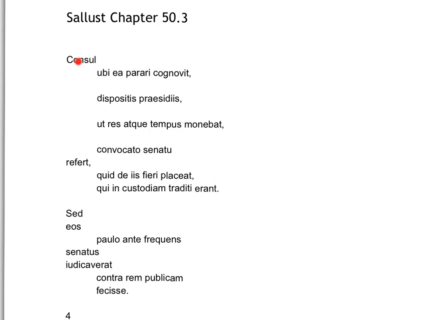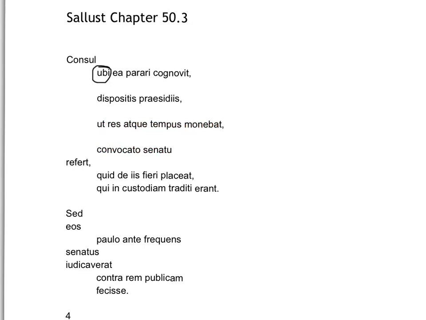Okay, so we've got consul, ubi ea parare cognovit. First thing I notice right there, before going any further, is we have a clause marker with ubi that introduces this dependent clause here. Got a comma, ablative absolute, and then there's an ut. But notice the verb that goes with this ut, monebat, is indicative. Ut plus the indicative always means as. So we just have a dependent clause that you have to translate with as.